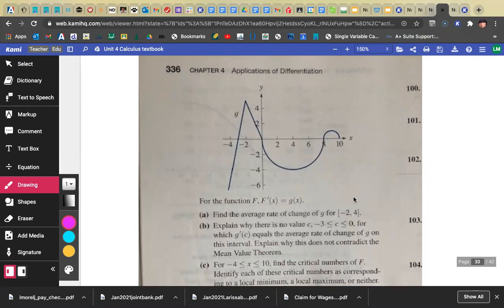Hey there. I wanted to do problem 96, and I just don't think we're going to have enough time to do it in class. So here is problem 96.